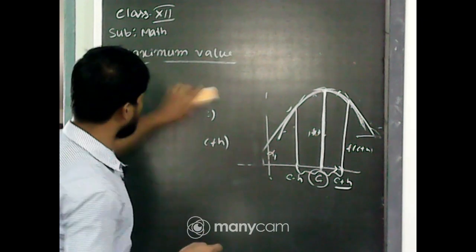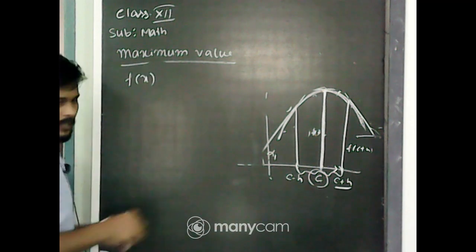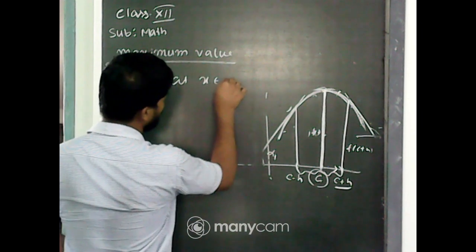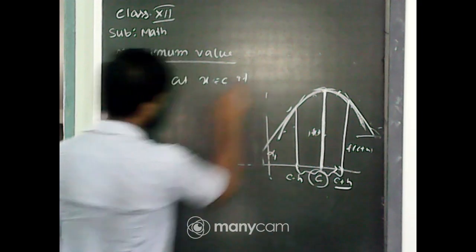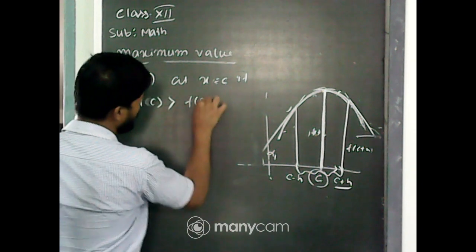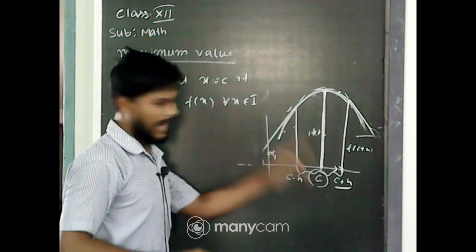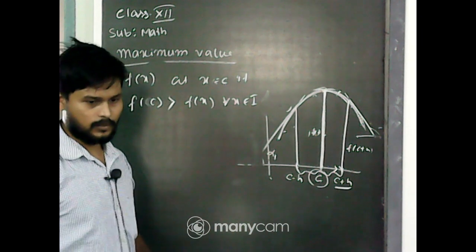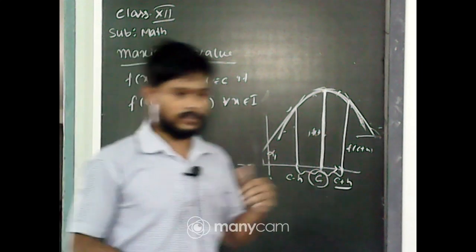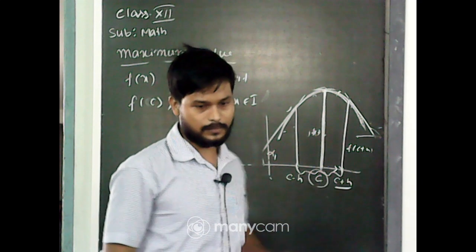Okay, so now I am writing the definition. A function f of x is said to attain its maximum value at x equal to c if f of c is greater than f of x for all x belonging to the interval except at x equal to c. This means the value of the function at x equal to c is greater than the value of f of x at the remaining points on the interval.